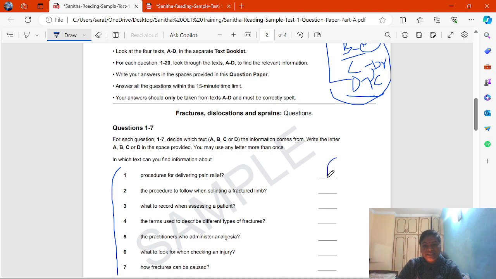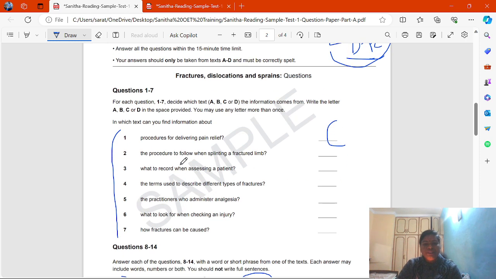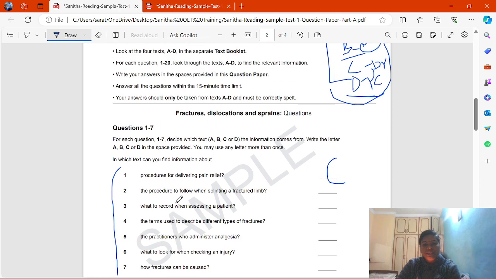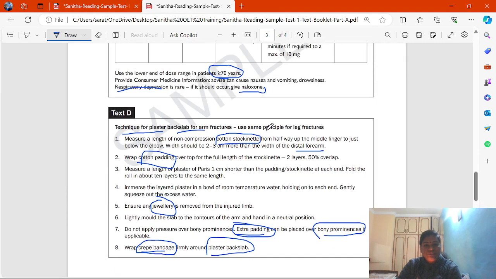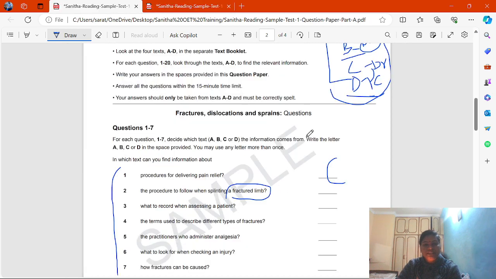You can easily write C. Procedure to follow when splinting a fractured limb. What are the procedures to follow when splinting a fractured limb? Measure length of non-compression cotton, wrap cotton, measure. These are the procedures you have to follow when a fracture is splinted. So then what is the answer? D. Okay, got it.